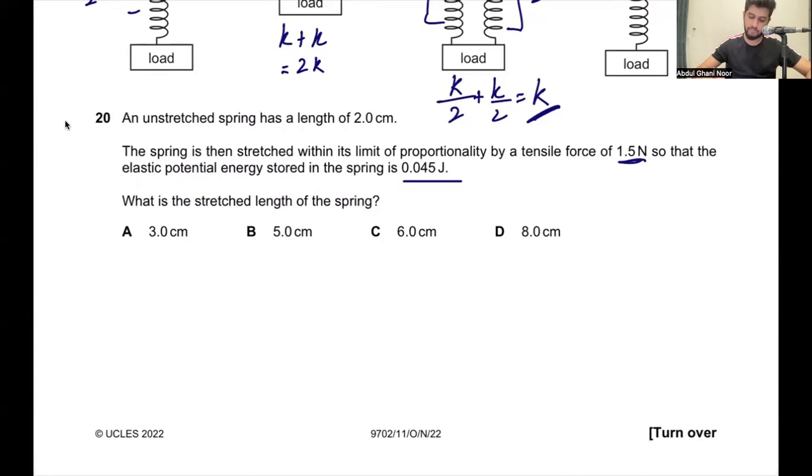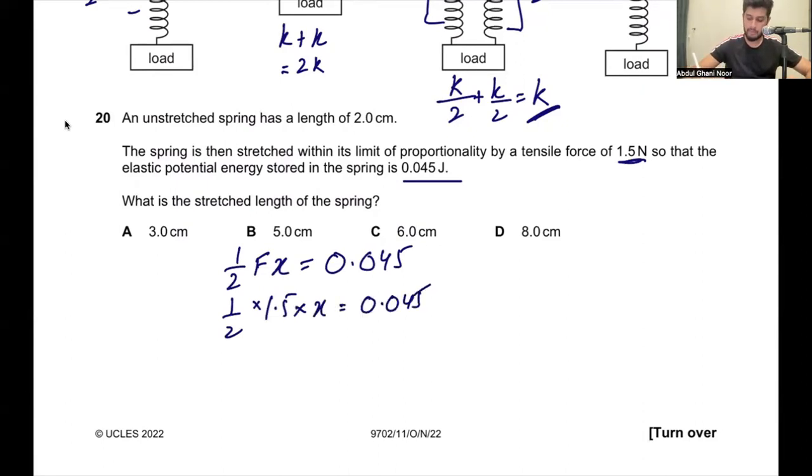So half F x is equal to 0.045. Half into force, which is 1.5, multiplied by extension, which is x, is equal to 0.045. And the value for x that we get is 0.06 meters. Now what has happened? Now we have the extension, which is 0.06 meters, which is equal to 6 centimeters.